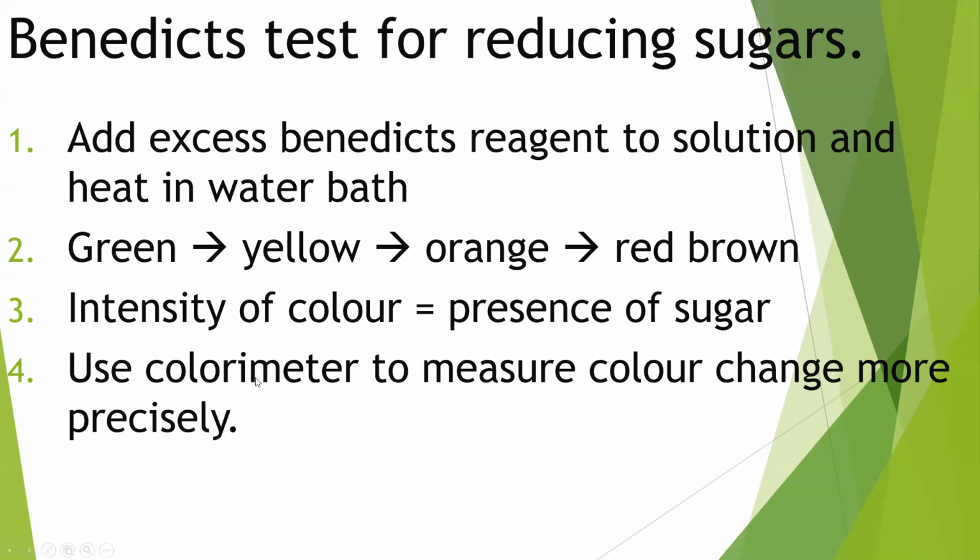This is helpful in paper 3 when they ask you what adjustments you can make to a specific experiment. So you can suggest a colorimeter if there's anything related to color. And this color change is usually tested in MCQs. So it's good to remember that it follows the order of green, yellow, orange, and then red-brown being the highest concentration of reducing sugar.